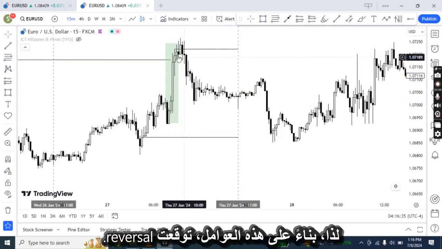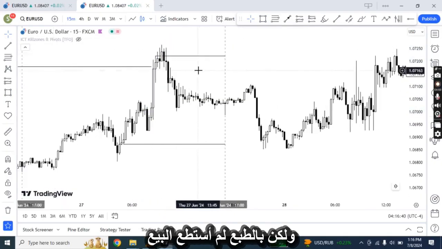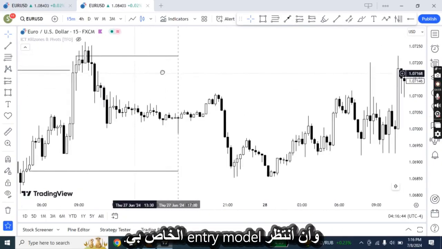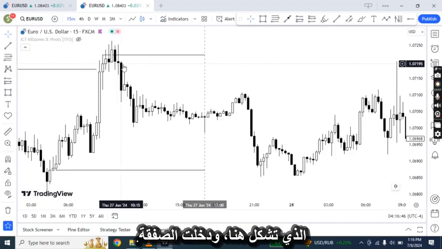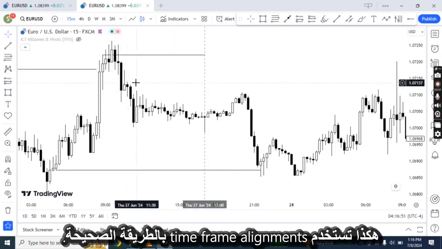So based on these factors, I expected a reversal, but obviously I couldn't just short right away, right? I had to first wait for a confirmation and wait for my entry model, which is basically a model 1 entry which formed right here, and I traded that. This is how you use time frame alignments in the correct way.